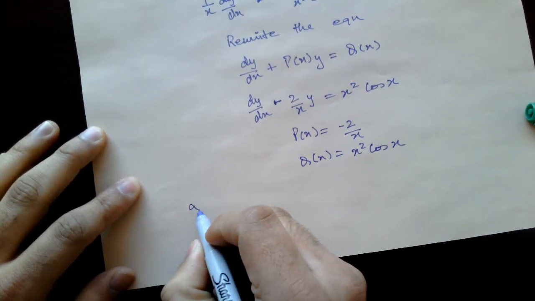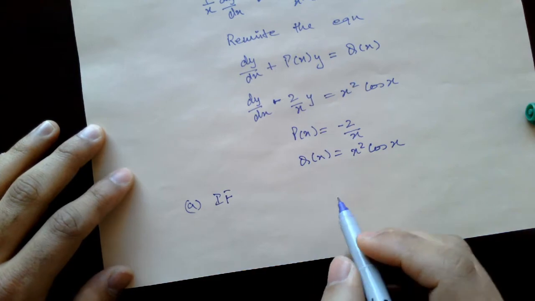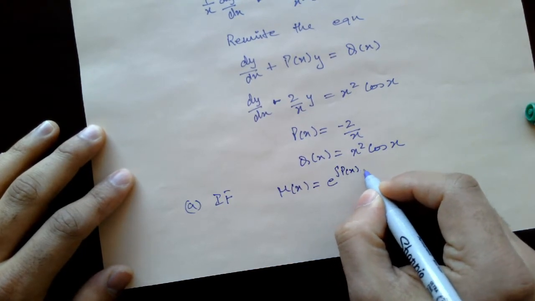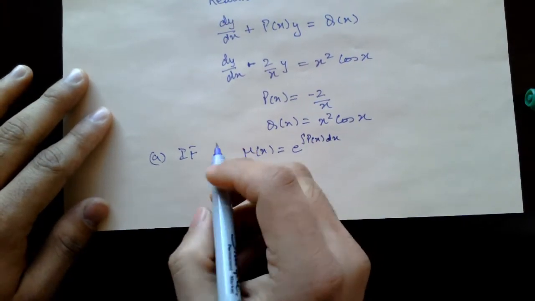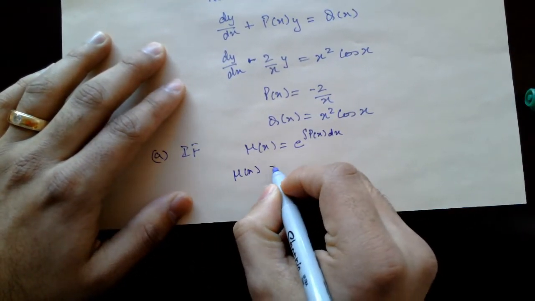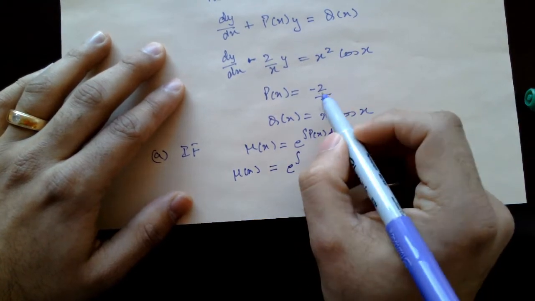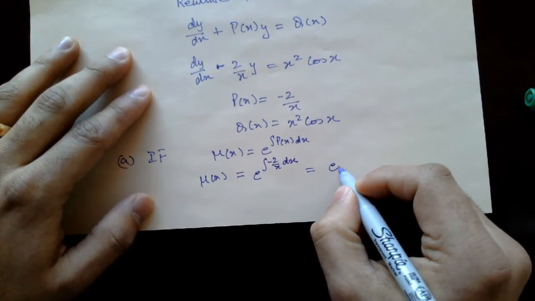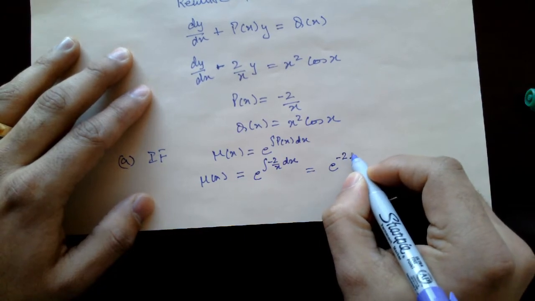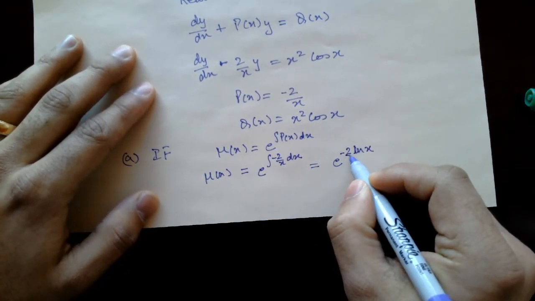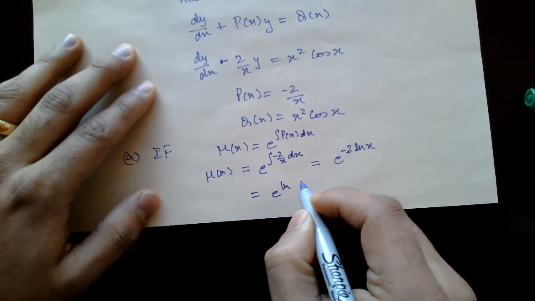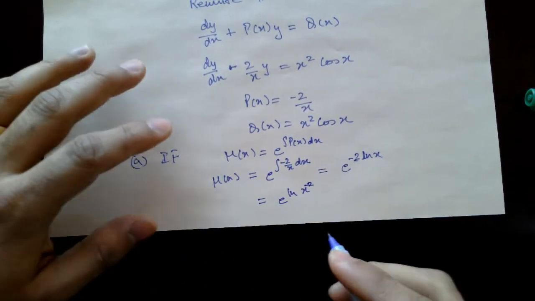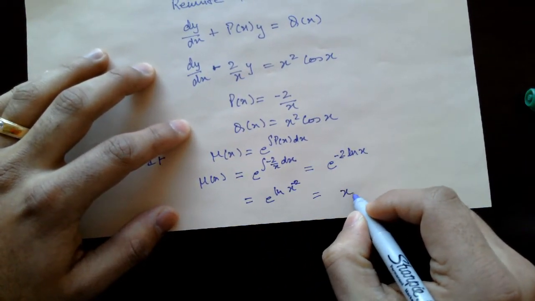Okay, so let's first compute the integrating factor, which is of the form mu(x) = e raised to the power integral of p(x) dx. Similarly, writing it back, we get mu(x) = e raised to the power integral of -2/x dx, which results in e raised to the power -2 ln x, and taking the 2 inside we get e raised to ln x^(-2), sorry, x raised to the power -2. So our mu(x) becomes x^(-2).